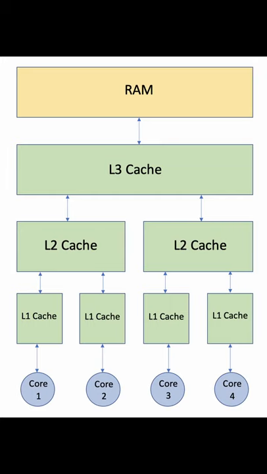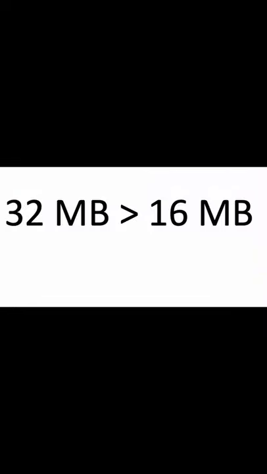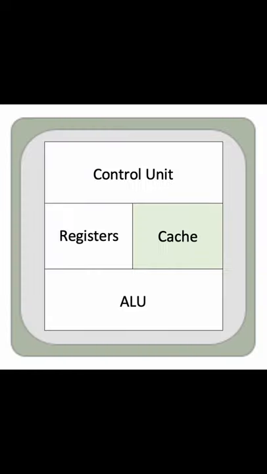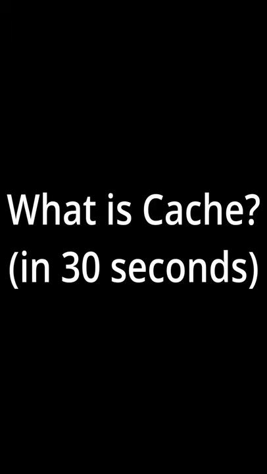The cache is typically split into levels, with some of these levels shared amongst processors. In general, the larger the cache is, the better. The cache is built into the CPU and is not something user upgradable like RAM or the hard drive, and that's what cache is in 30 seconds.